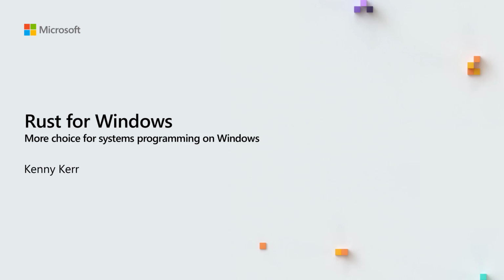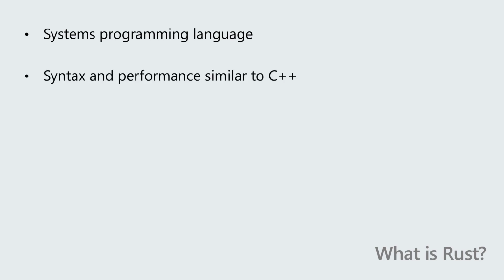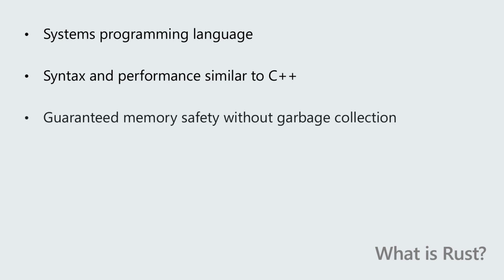Welcome to the Windows Crate for Rust, letting you call any Windows API, past, present, and future. Rust is a systems programming language. The Rust programming language is comparable to that of C++, both in terms of its syntax and the fact that it provides performance on par with modern C++. However, unlike C++, Rust is built on the promise of guaranteed memory safety without the need for garbage collection.